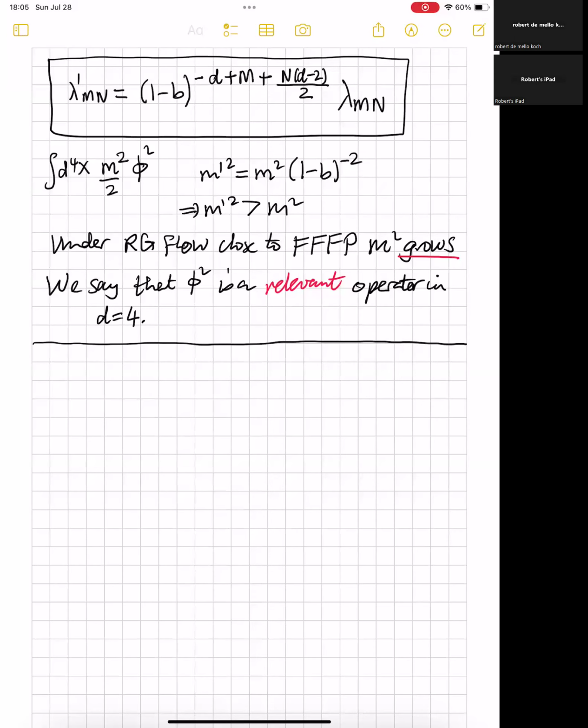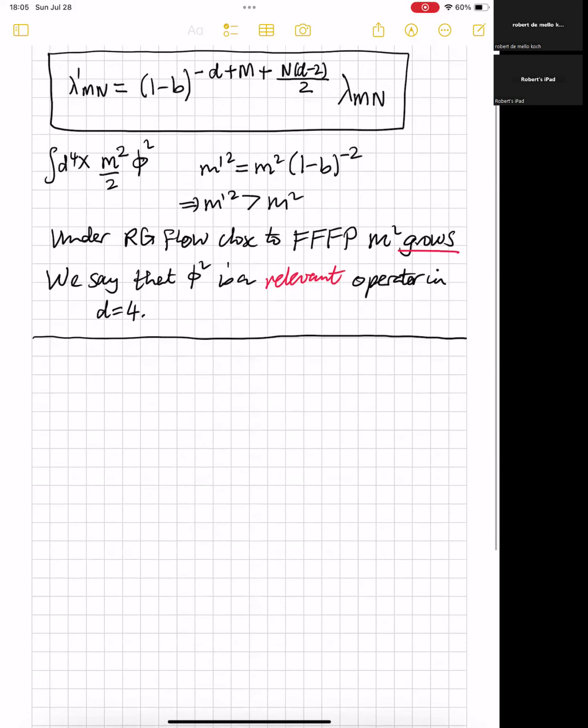Okay, so this is our formula for how couplings change under RG flow if that flow is close to the free field fixed point. And we've already applied that formula to the case of a term that looks like m squared phi squared in the action. And we found that m prime squared is bigger than m squared. This tells us that the mass grows under the RG flow if we're close to the free field fixed point. A term like this that grows, we describe that by saying you have a relevant operator. So phi squared is a relevant operator in D is equal to 4.